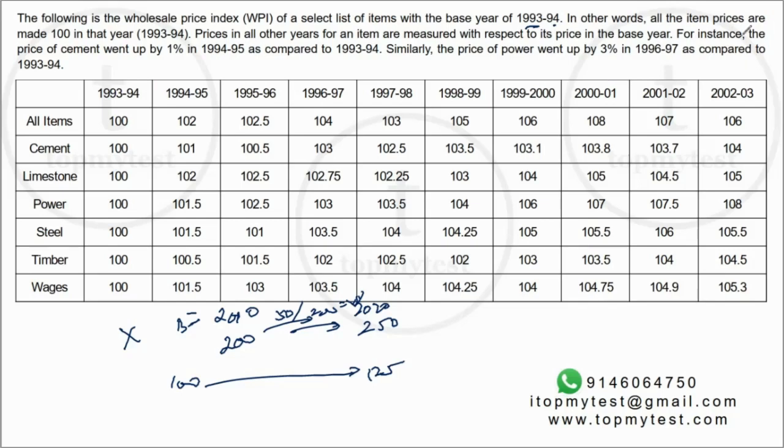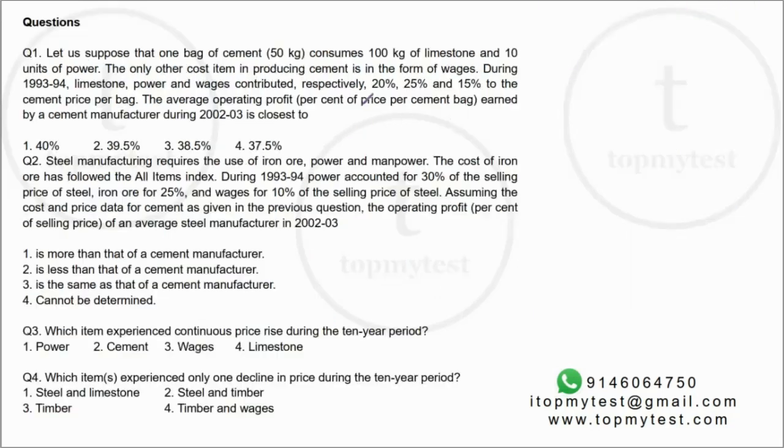There's an example given. For instance, the price of cement went up by 1% in 94-95 as compared to 93-94. Similarly, price of power went up by 3% in 96-97. It became 103 when compared to 93-94. And if you quickly look at the question, each of them has additional information except for the last two, and last two are the easiest to solve.